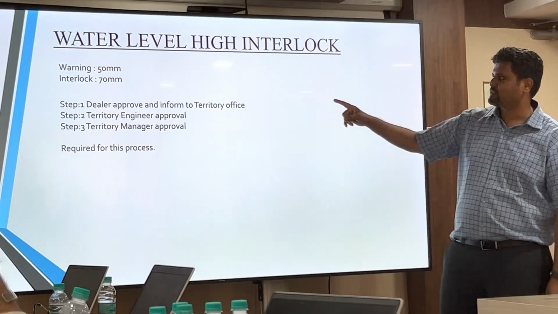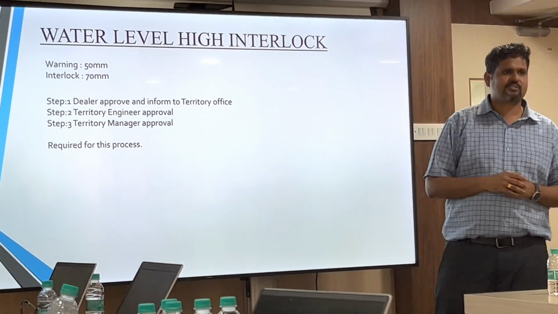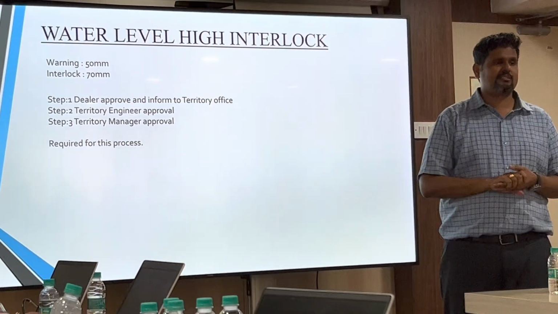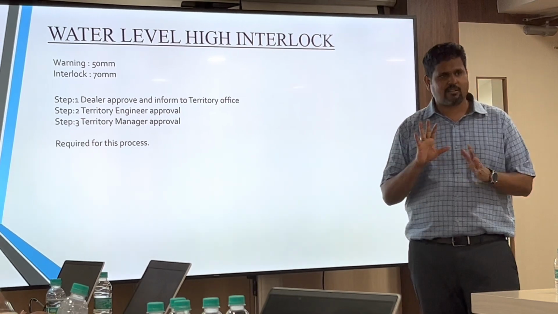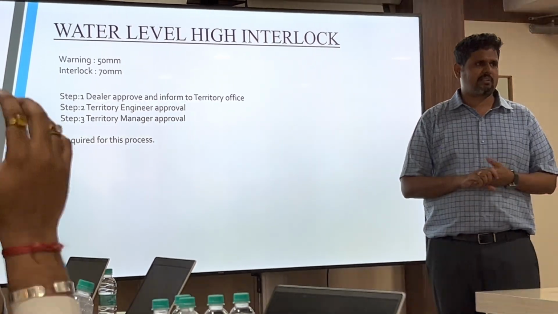Now water high level. The warning is at 50 mm, interlock is at 70 mm. 5 centimeters means there will be a warning. Warning as such is not activated as of now. Warning also will come at 7 centimeters. Your product will get locked.